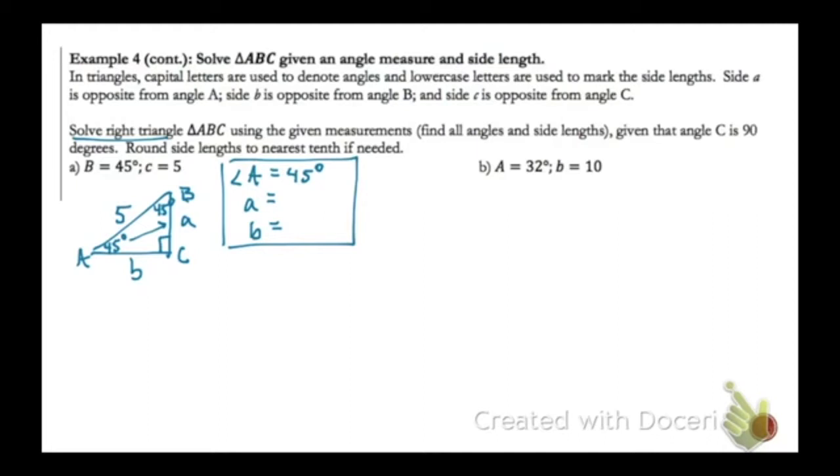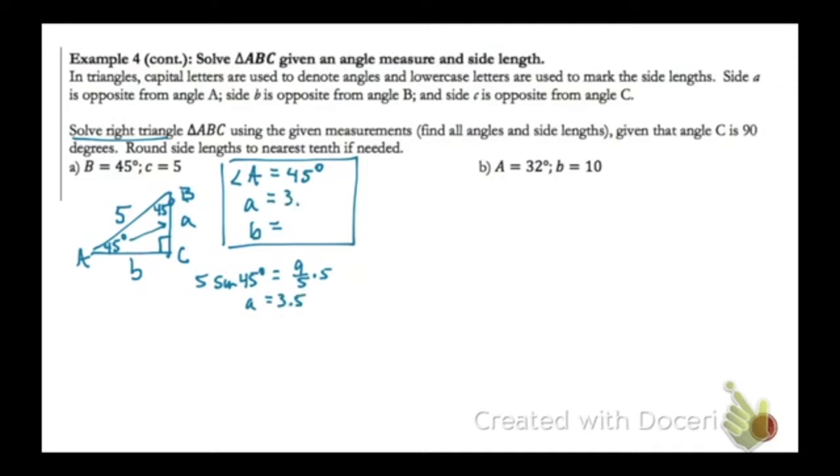So I can set up a ratio and say that the sine of 45 degrees equals A over 5. And then I can just multiply both sides by 5. Just do what you need to do to solve. So we'll have 5 times the sine of 45. And then we're rounding to tenths place because that's what our directions say. So it will be 3.5.